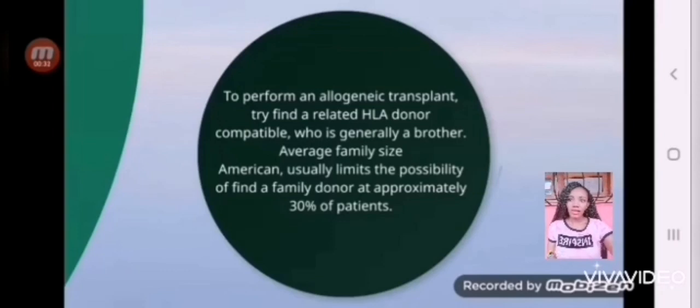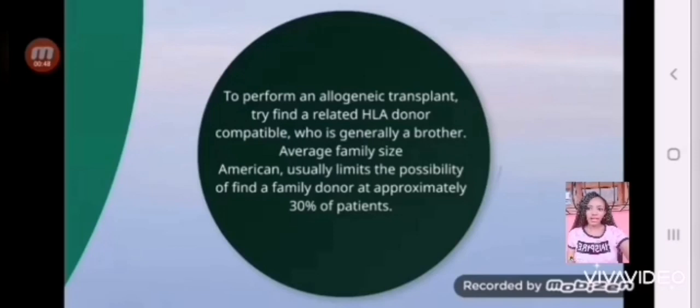To perform an allogeneic transplant, we try to find a related HLA-compatible donor, who is generally a brother. The average American family size usually limits the possibility of finding a family donor to approximately 30% of patients.